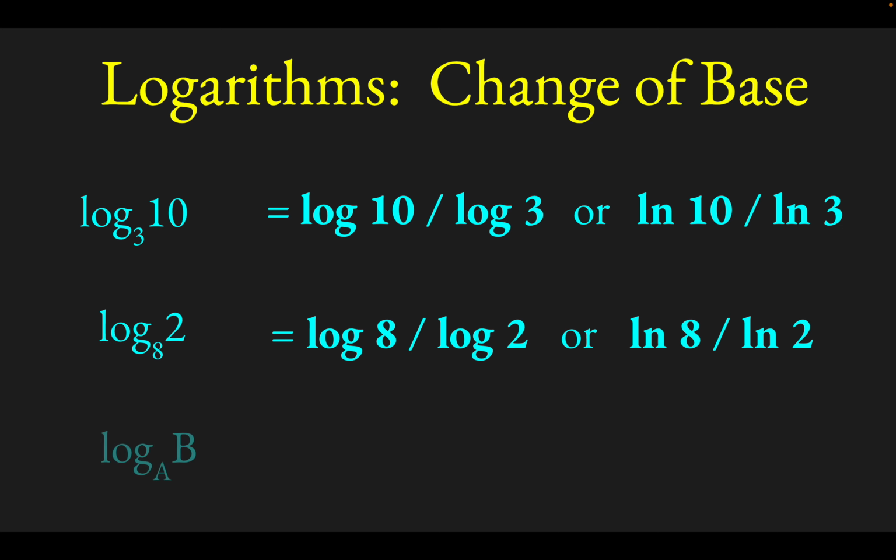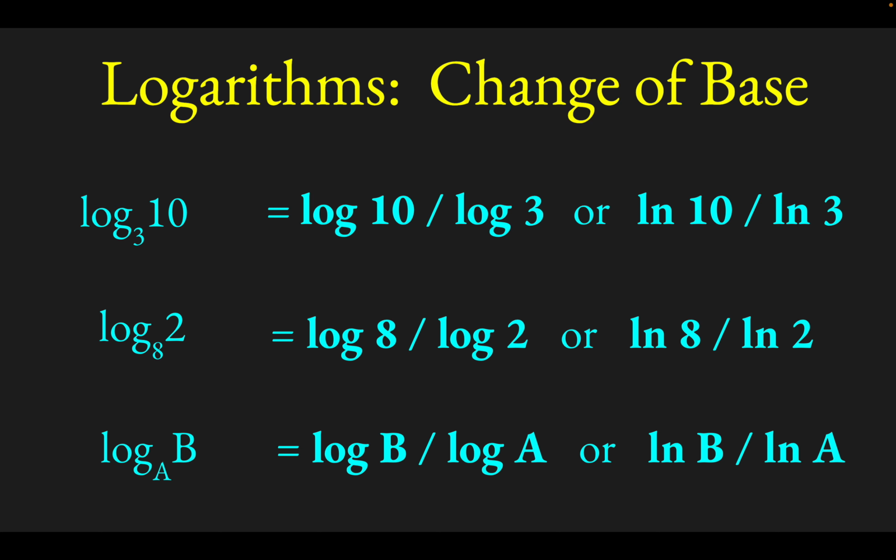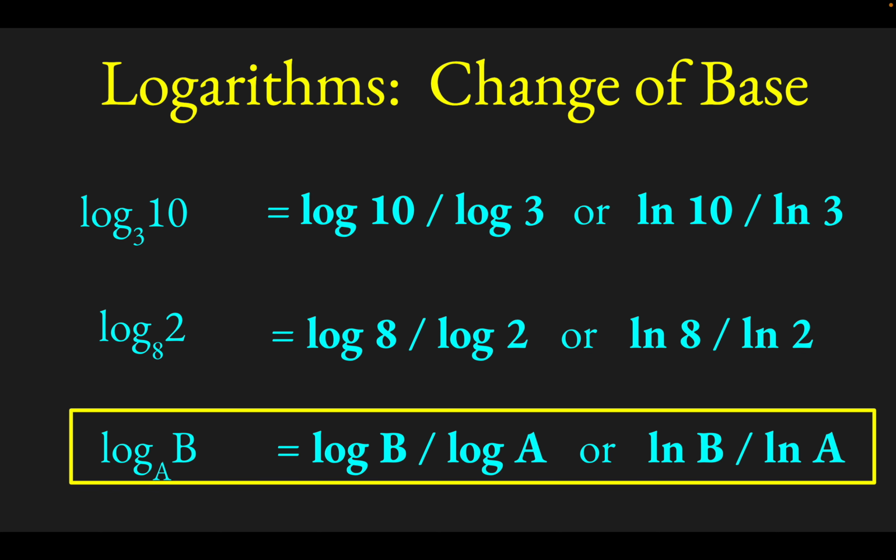And that leads us to the general result. If you have log base a of b, that's just going to be equal to log b over log a, or natural log b over natural log a. So this is our famous change of base formula. As a matter of fact, here we've done log b over log a or natural log b over natural log a. You can actually use this relationship with any base. This could be log base 2 of b over log base 2 of a.